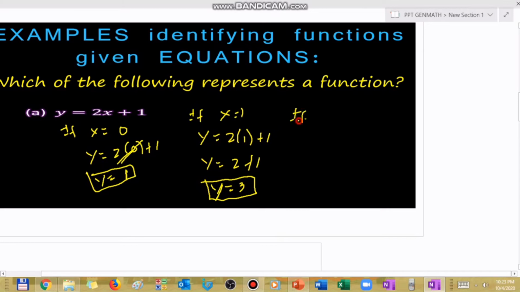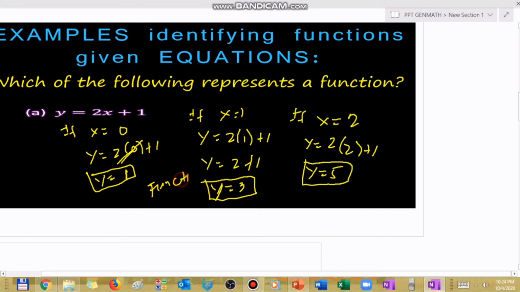So what if we have x which is equal to 2? What will happen? Y is equal to 2, instead of x, multiply it by 2 here, so 2 times 2 is 4 plus 1 is 5. So again, for all the values of x that we can think of, or can you think of other values of x that will give you two values of y? None, right? So all the values of x that you can substitute in here will only give you one value of y. Therefore, we can say that this equation is a function.